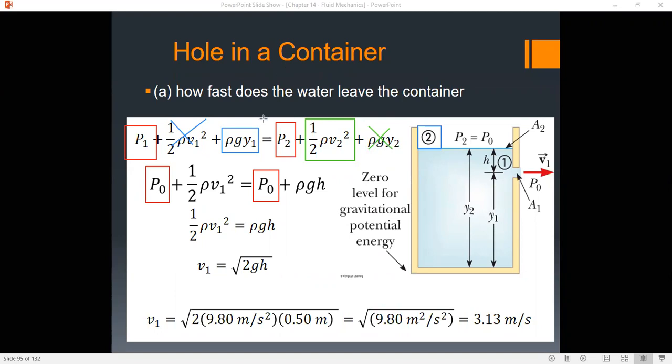So all we need to do here is compare our initial potential energy term to our final kinetic energy term. Okay? Kinetic energy, potential energy, rho on each side cancels out. We solve for V1, and we get that half a meter down, it's going to flow at 3.13 meters per second. No surprise, this is the same velocity a falling object will have by falling half a meter. So nothing crazy about Bernoulli's principle here.